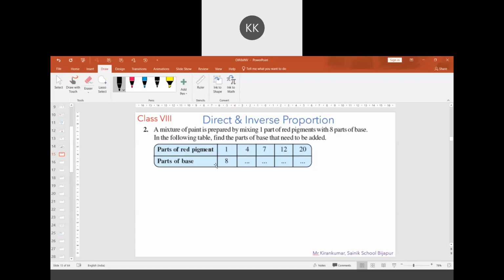So how do we find it? Suppose I name a letter here, say this is A, this is B, C, and D. We can say that their ratio will be equal since they are in direct proportion. 1 by 8 is equal to 4 by A. A is equal to 32, multiplying 8 into 4.